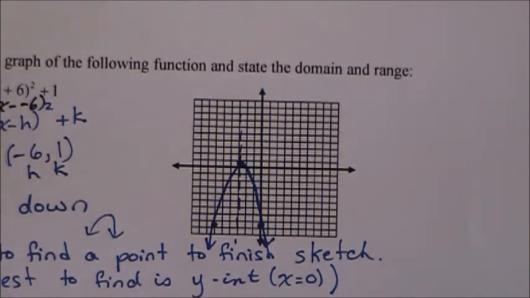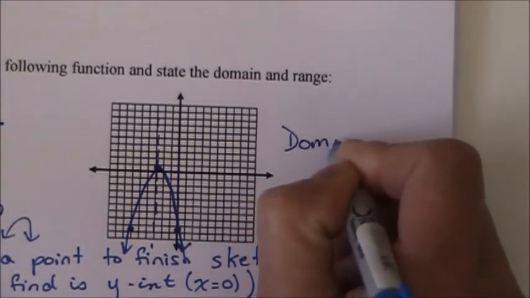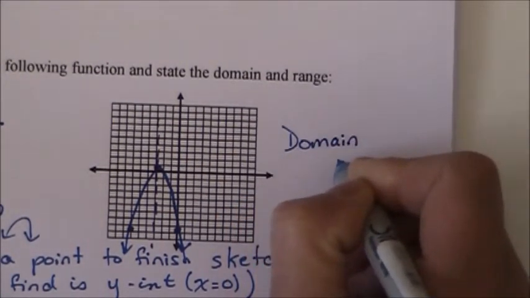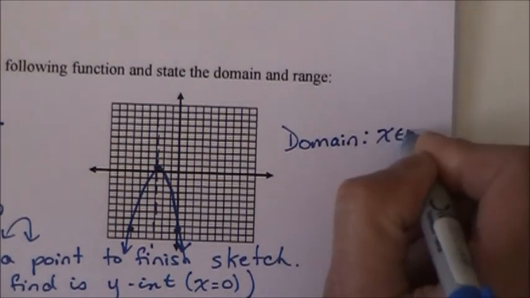The other thing we were asked to find was the domain and range. As this graph keeps coming down, it is moving sideways. So we're going to get a domain that is, x is all real numbers.